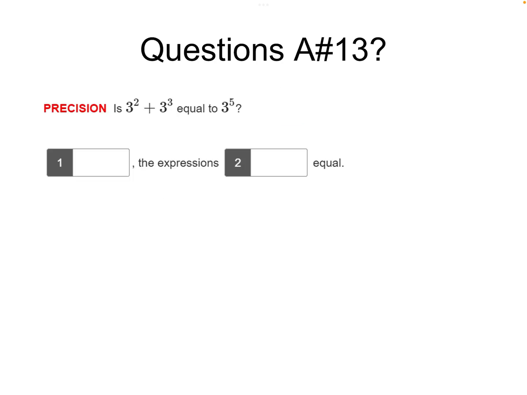All right, a couple of main questions that I got asked a lot about was this question on precision, really making sure you understand that the rules we learned about were product rules. So they were the product of power rules that said if you multiply like bases, there is no addition rule, okay? No shortcut for addition. So this one should be no, the expressions are not equal.